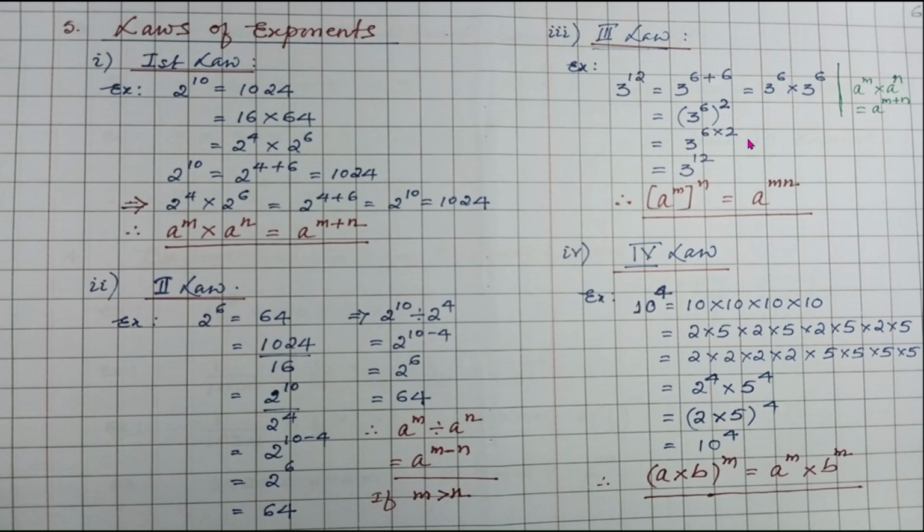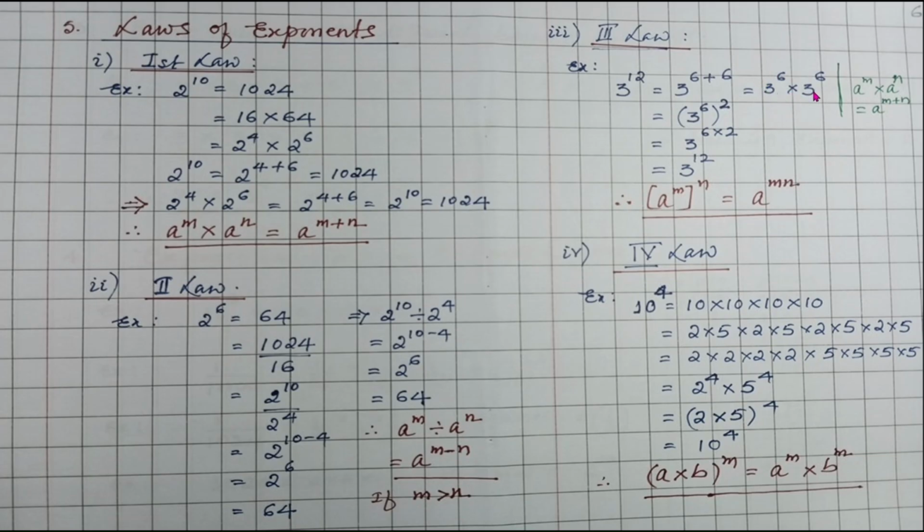Now let us take one example here for understanding. 3 raised to 12 is equal to 3 raised to 6 plus 6. That means 3 is multiplied 6 times, and again 3 is multiplied 6 times. When we take the product, the value is 3 raised to 12. So the value of 3 raised to 12 and the multiplication of 3 raised to 6 with itself is the same.